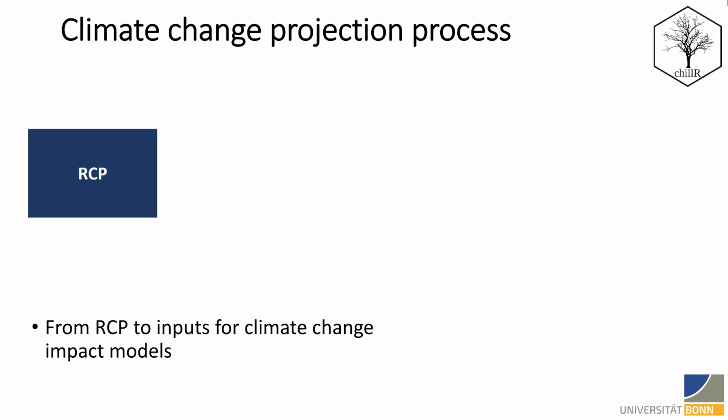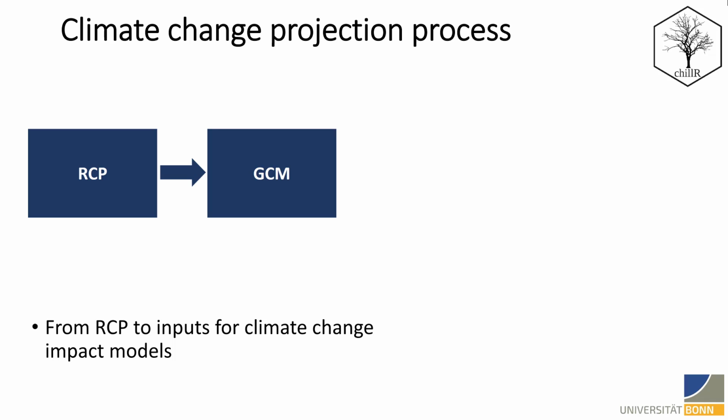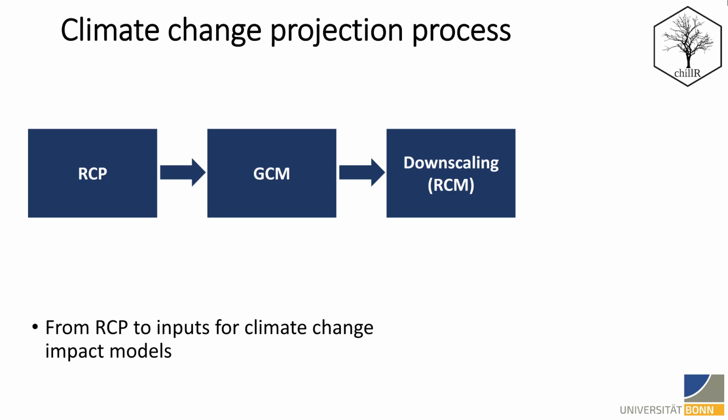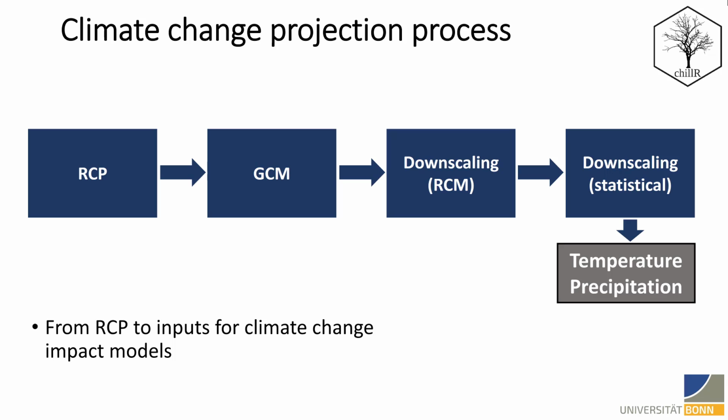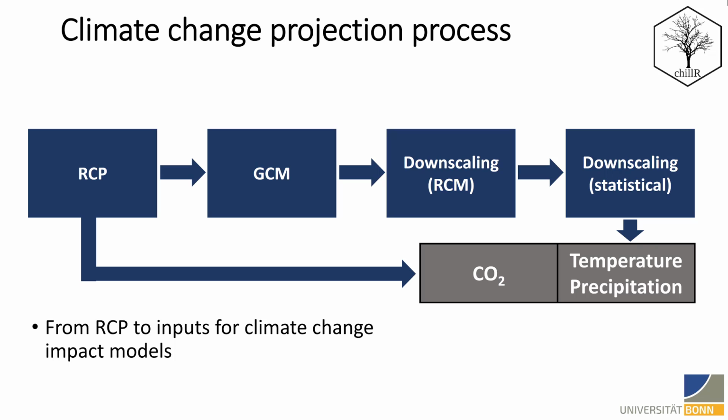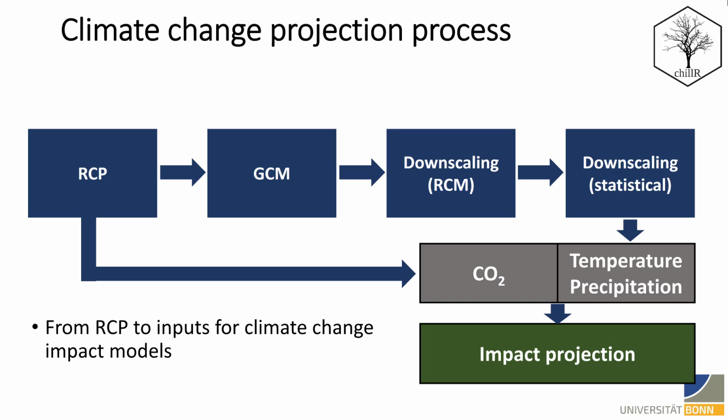We start with these RCPs. So here's one of these RCPs, representative concentration pathways. This is fed into a GCM. This is downscaled using an RCM, again statistically downscaled using some other supplementary data source, and then in the end we get temperature and precipitation projections. We may also want CO2 projections for the future, which of course are directly derived from the RCP. So with these three variables, we can then run an impact model and make an impact projection. So what is going to happen to fruit trees or to some animals or to anything at all?